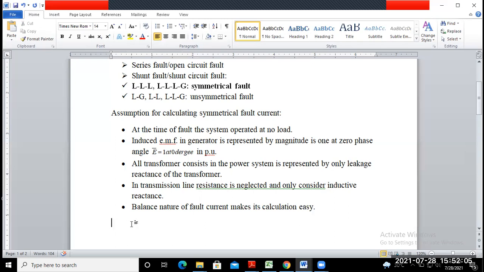So the steps involved in three-phase symmetrical fault current calculation.